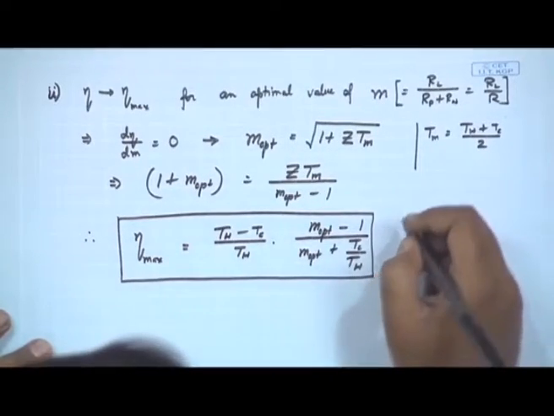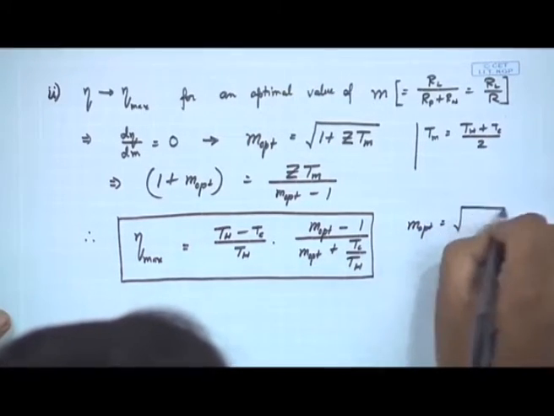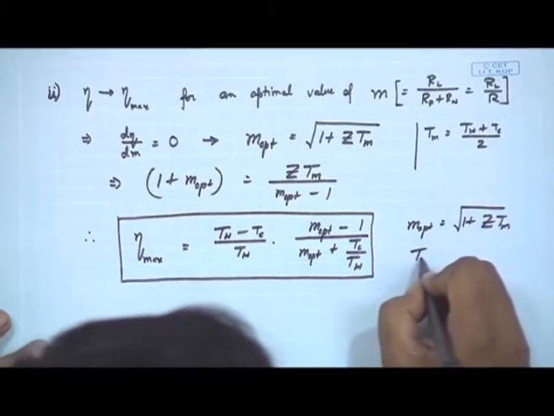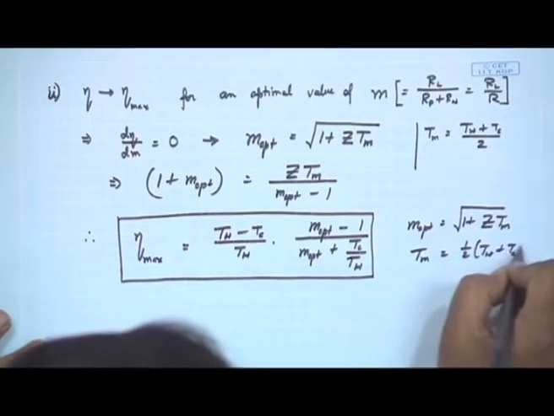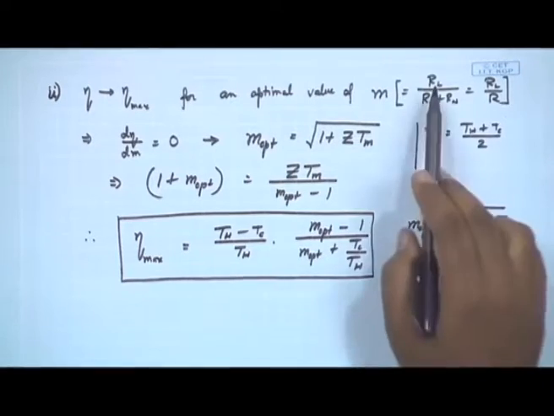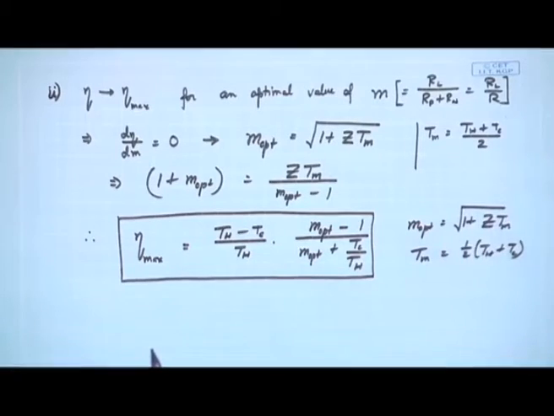This is eta max, and here let me write m opt: 1 plus z Tm, and Tm is half of Th plus Tc. It is already defined here. Clear? So, this is how I can maximize the efficiency with respect to the resistance ratio m, by choosing the external resistance such that the ratio satisfies this equation.